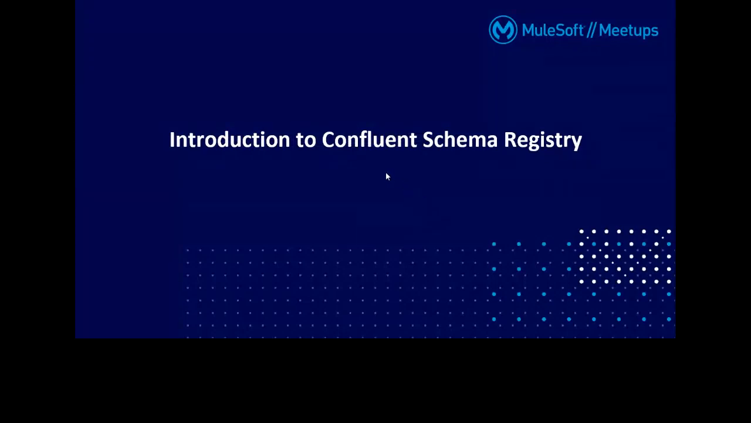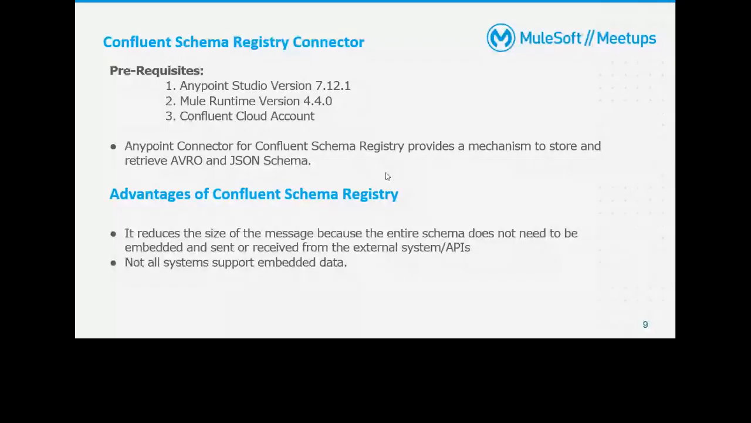Okay. So let's see how we can use Confluent Schema Registry and do it more efficiently. To use the Confluent Schema Registry connector, you must have Studio version 7.12.1 and runtime version 4.4.0, and also a Confluent Cloud account. So ideally the Studio and the runtime version are the latest. By using Confluent Schema Registry, we can reduce the size of the message.